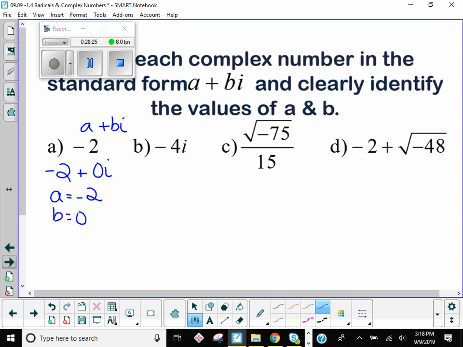What's 0 on the B example? Which part, A or Bi? The A, right? So there's no A. So we say that A is 0, B is negative 4.